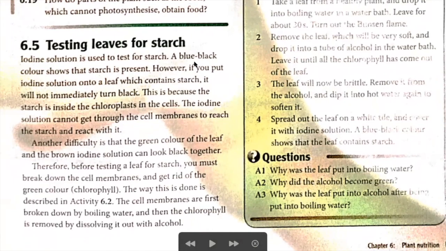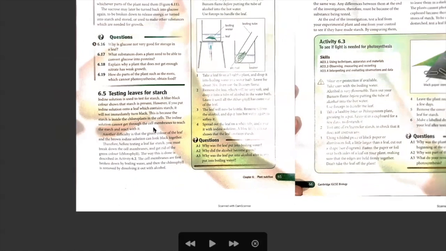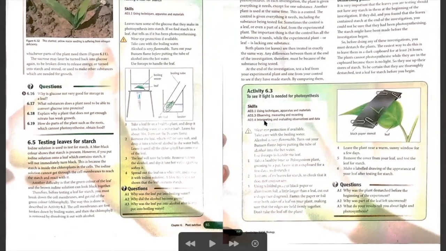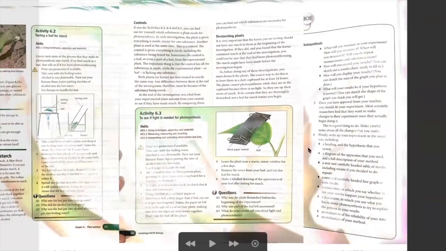Itu saja. If the starch is absent, what color will you see? You will see yellow-brown, because yellow-brown is the initial color of iodine. Iodine ni warna asal dia adalah yellow-brown. So kalau ada starch, it will change from yellow-brown to dark blue. Tapi kalau tak ada starch, it will remain yellow-brown. Okay, dah. The rest of this, you can read on your own, okay? So this is the experiment. It's very straightforward information.